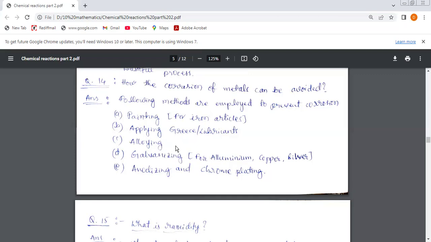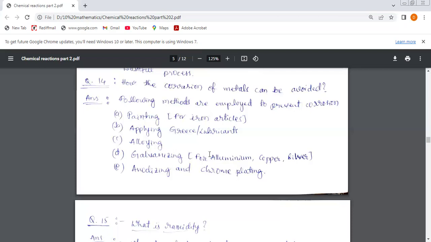Alloys are not prone to the corrosion process. Alloying means you have to mix some other materials. For example, steel is a combination of iron and chromium. So what happens when iron and chromium are mixed together? It becomes steel. Because of the chromium added into the iron, it becomes a non-corrosive material. So it's called alloying.